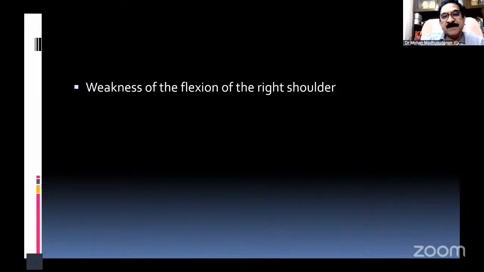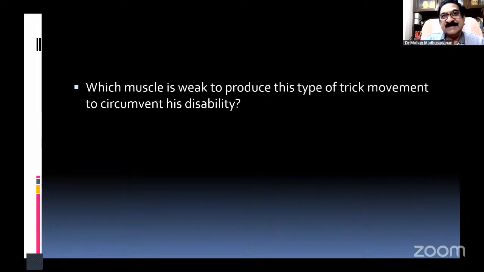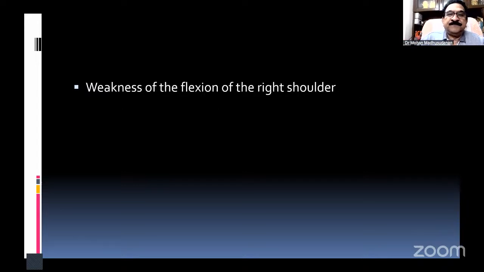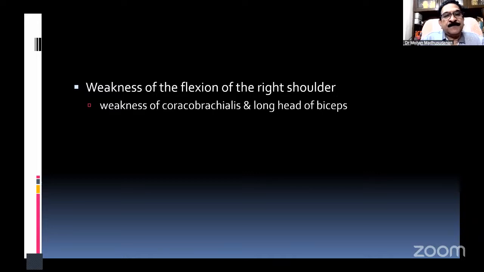Okay, have you followed what I said? Because you bring it down, so he abducts and then can flex, eliminating the gravity. And of course the anterior fibers of deltoid are also there. So examine him again, since he's got a fresh complaint.